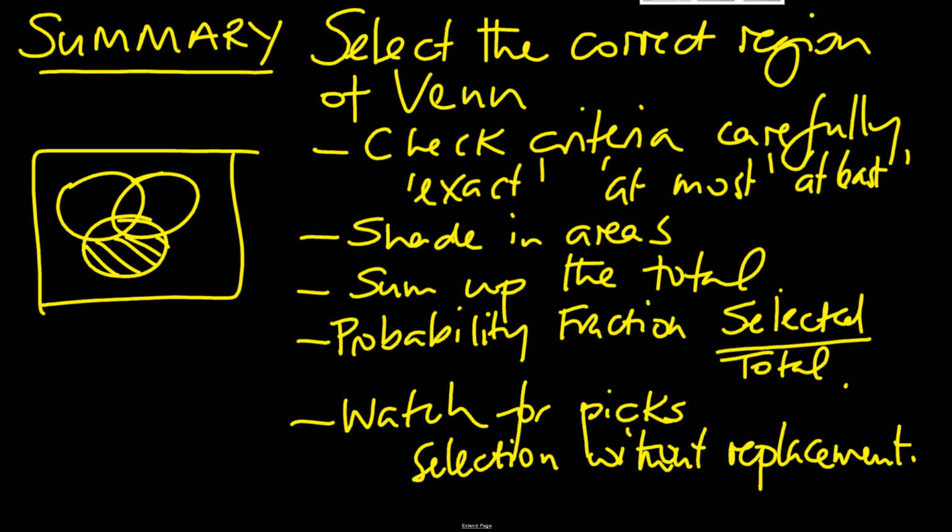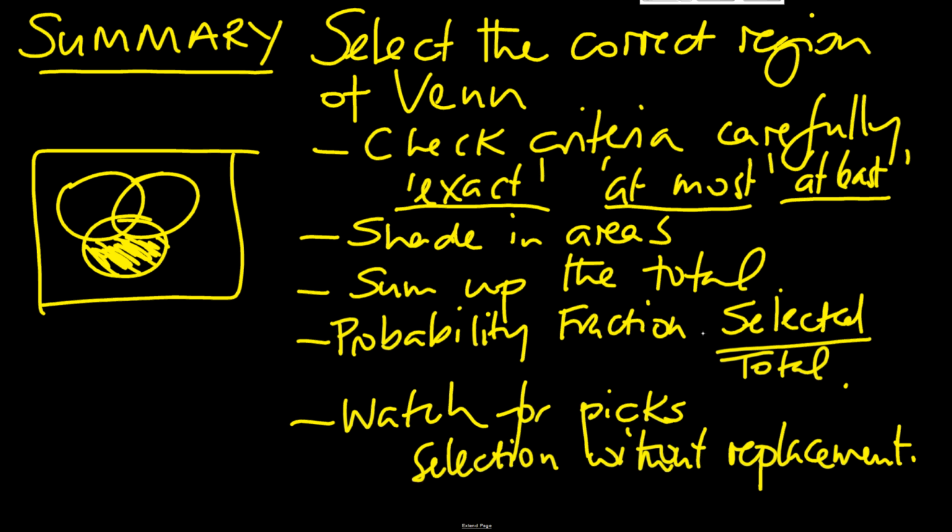As ever, here's my little summary for you to think about when you're doing these questions. Firstly, make sure you select the right regions on the Venn diagram. It's worth checking out the criteria very carefully, particularly looking for keywords like exact or at most or at least, so that you can be clear what they're choosing for you. Definitely recommend shading in the area that's of relevance to you. You can then pick out the numbers quite quickly from the Venn diagram that you're interested in and sum them up.